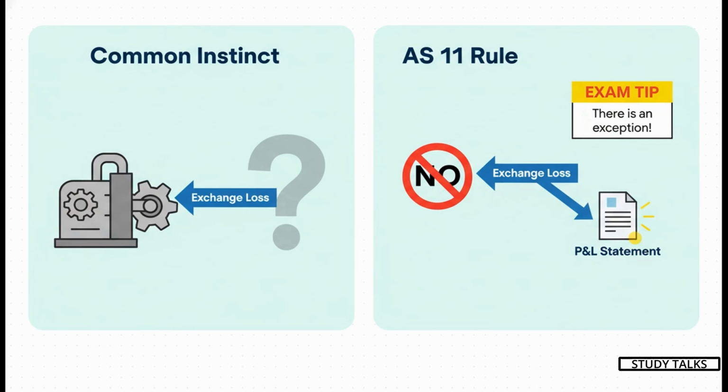Now, it feels logical, right, to just add it to the cost. But AS 11's general rule is a big, fat no. That loss has to go straight to your profit and loss account, which can make your profits look a lot worse. But, and this is a huge but, there is a massive exception to this rule. And let me tell you, ICAI absolutely loves to test this exception. We're going to dig deep into that because it's one of the trickiest parts of AS 11.